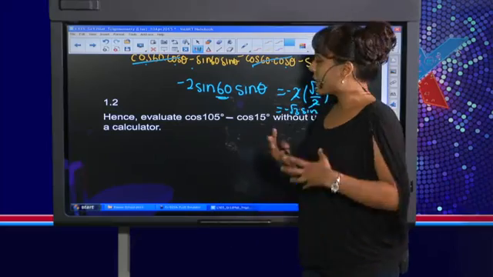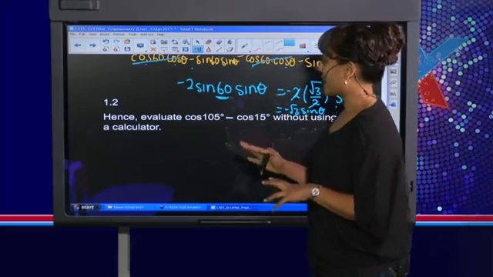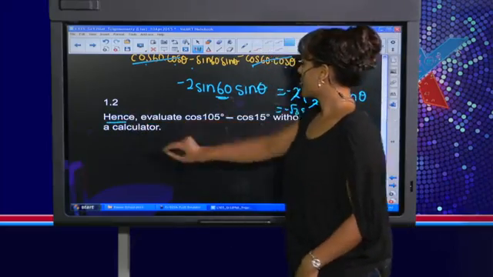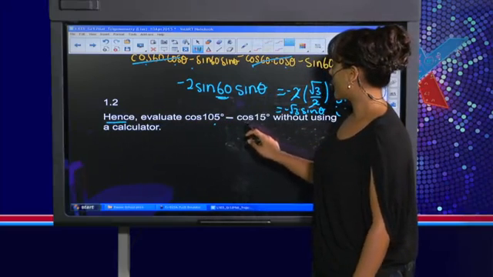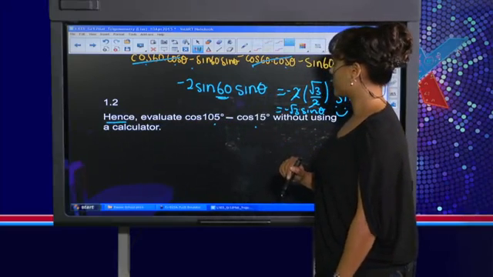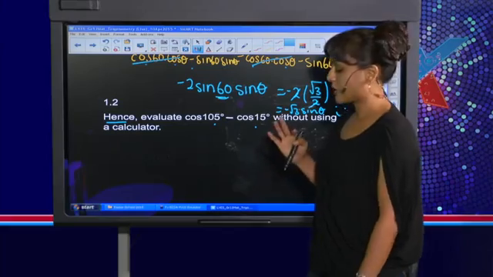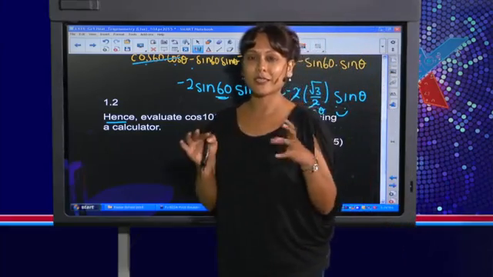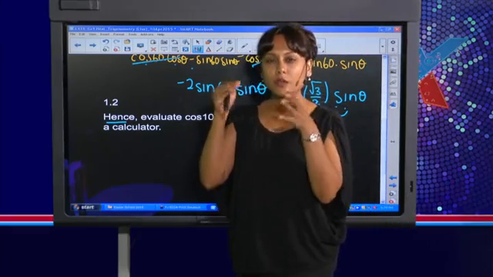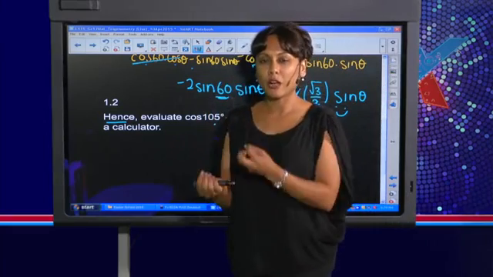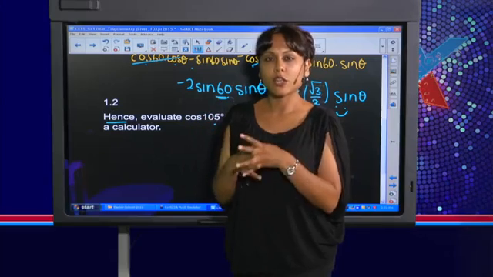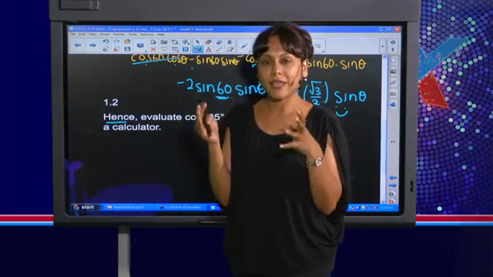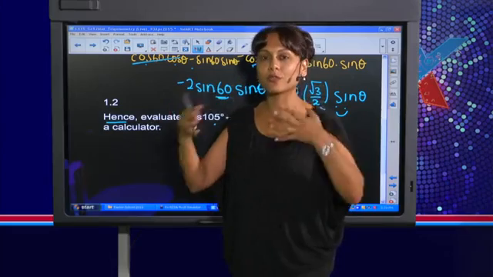Okay, now in the next part, 1.2, they say, hence, evaluate cos 105 minus cos 15 degrees without using a calculator. If they say hence, there's no otherwise there. It just says hence. Hence means use what you've just shown to help you to answer this question. You've got no real other option. Hence means please use the stuff you've just done.